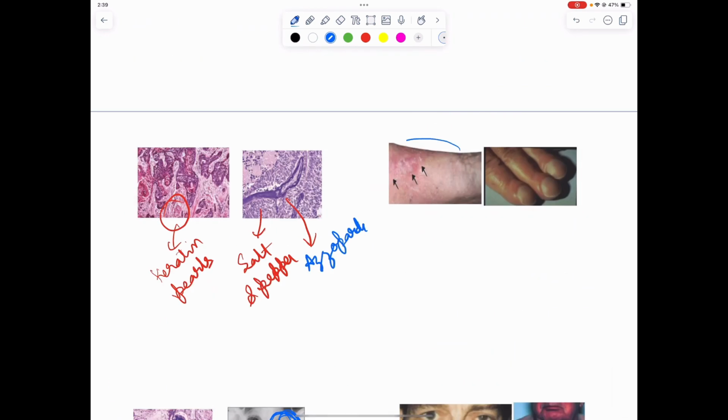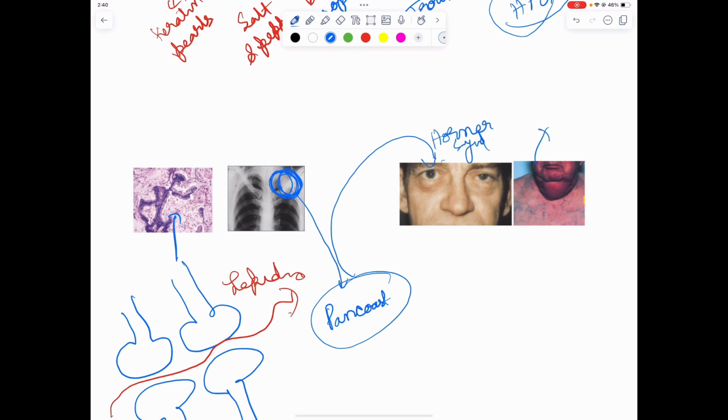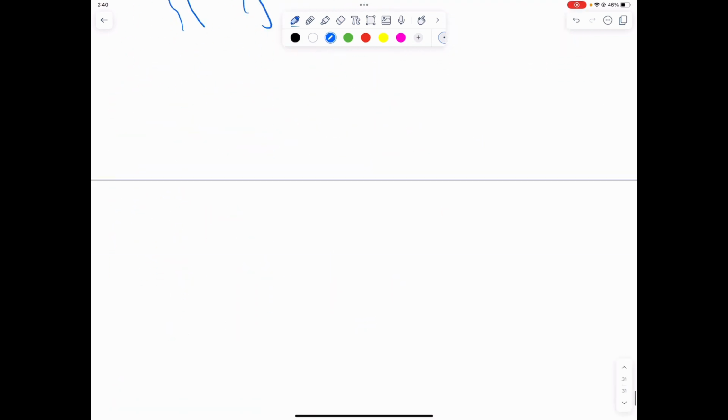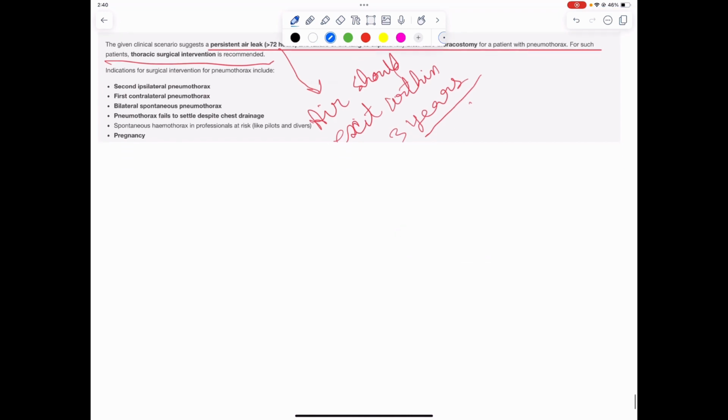Now we have migratory thrombophlebitis, that is known as Trousseau sign, and then we have hypertrophic osteoarthropathy. This is seen in adenocarcinoma. What were the markers? TTF1 and Napsin A. And with this, you see this Pancoast tumor. Pancoast tumor can compress the sympathetic nervous system, and this can present as Horner syndrome, and this is superior vena cava syndrome.